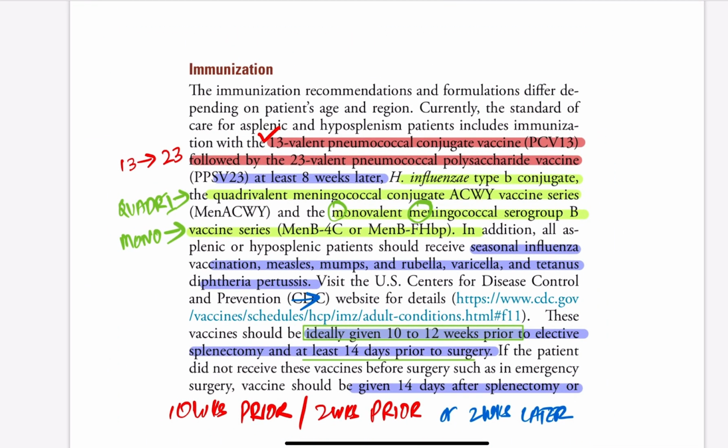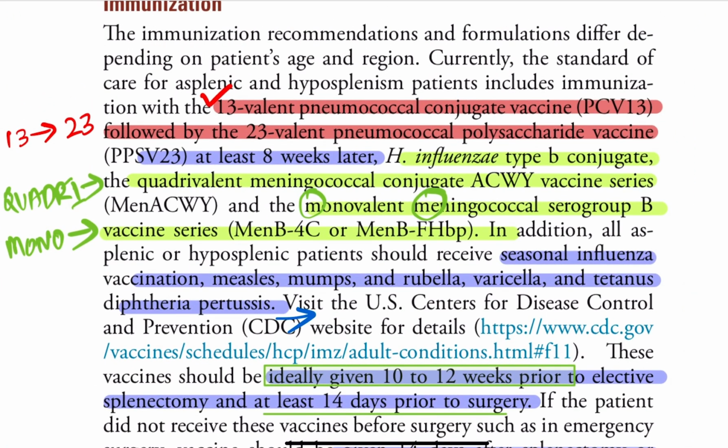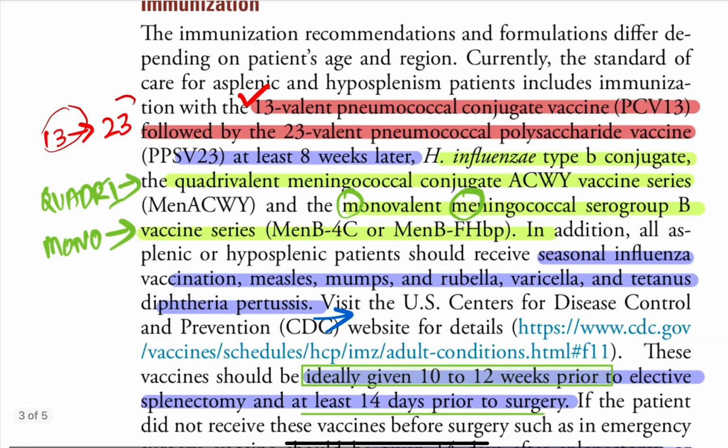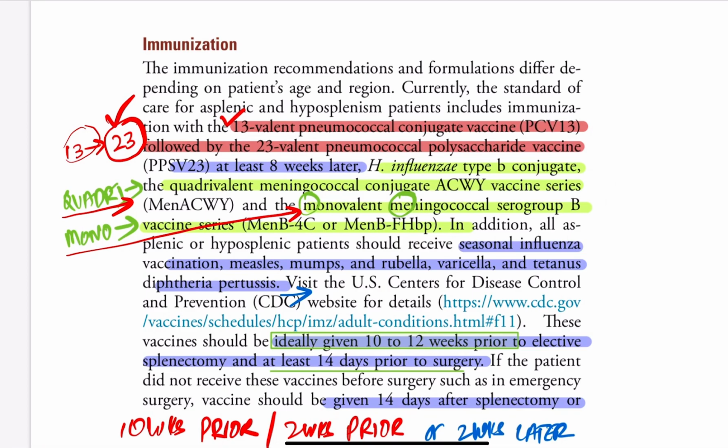Apart from this, a couple of other points have been mentioned. The pneumococcal vaccine is given as a 13-valent vaccine initially, followed by a repeat dose after 8 weeks, which is the 23-valent pneumococcal polysaccharide vaccine. Haemophilus influenzae is a quadrivalent vaccine, and for meningococcal you give a monovalent vaccine. So one additional point you are learning here, apart from what's given in Bailey, is that for the pneumococcal vaccine you initially give a 13-valent, followed by a 23-valent vaccine 8 weeks later.